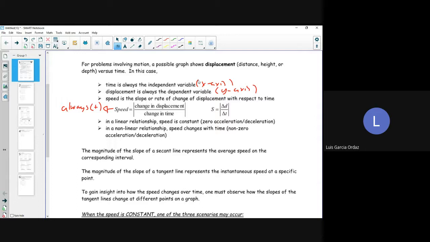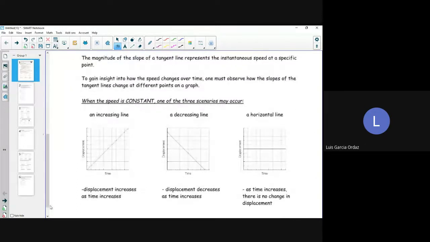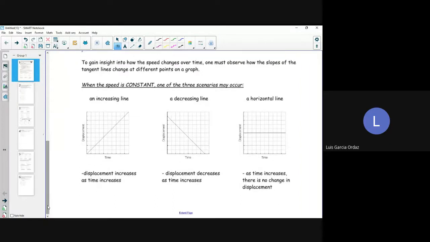So the magnitude of the slope of the secant line represents the average speed on the corresponding interval. The magnitude of the slope of the tangent line represents the instantaneous speed at a specific point. So to gain insight into how speed changes over time, one must observe how the slope of the tangent lines change at different points on a graph.